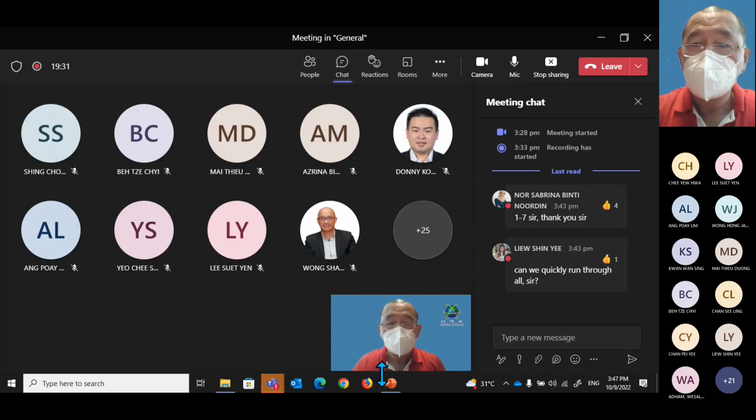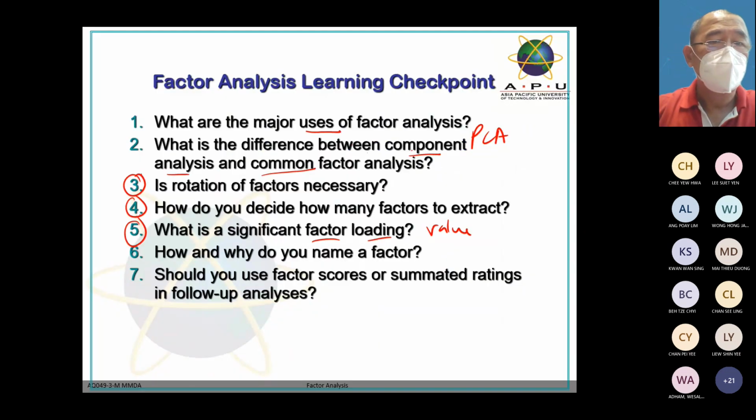Okay, so we see 6. How and why? There are 3 methods. First method: you consider all the variables that belong to the factor and find something common. For example, it can be commitment, or maybe transport, or other terms. A more general term, one or two words, that can represent all the 3 or 4 variables. Okay, that's how.